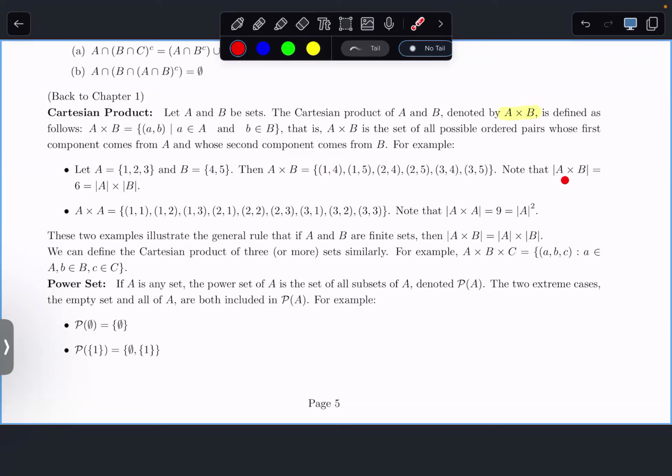One fun thing to note is that the cardinality of the Cartesian product of A and B is 6 in this case, because it's the cardinality of A times the cardinality of B. That's a nice shortcut to check that you have all the ordered pairs you should have. So we accept as fact that the cardinality of A times B is the cardinality of A, which is 3, times the cardinality of B, which is 2, which is 6.